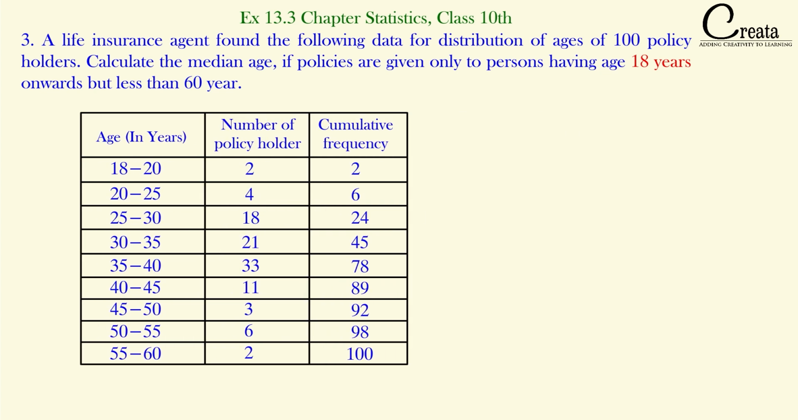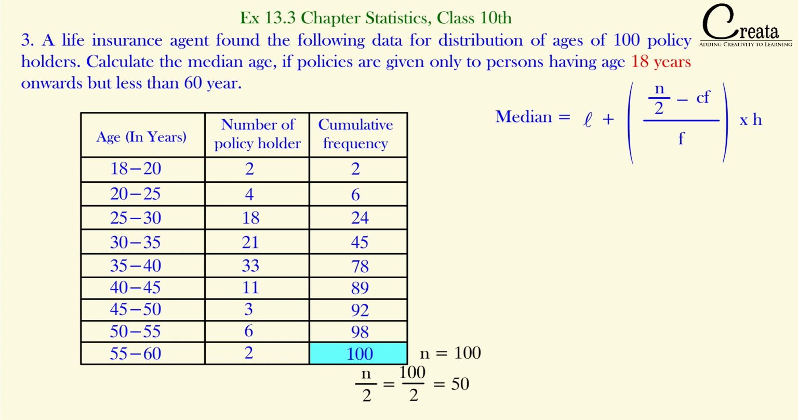We got the cumulative frequency column, and this is the formula of the median. Let's find the various components of this formula. But before that, what is the first step? We have to locate the median class. And how do we locate the median class? We find n by 2. Here what is n? N is 100. So n by 2 is 100 upon 2, which is 50.